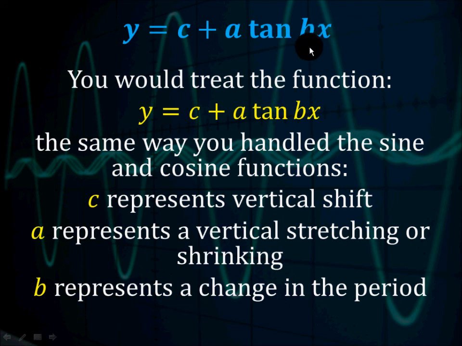Remember, the period of tangent is pi. The period of cotangent is pi. So to figure out the period of tangent of bx, just take pi divided by b. For secant and cosecant, the period is still 2 pi. Do 2 pi over b to get the period. That's it for section 13.5.